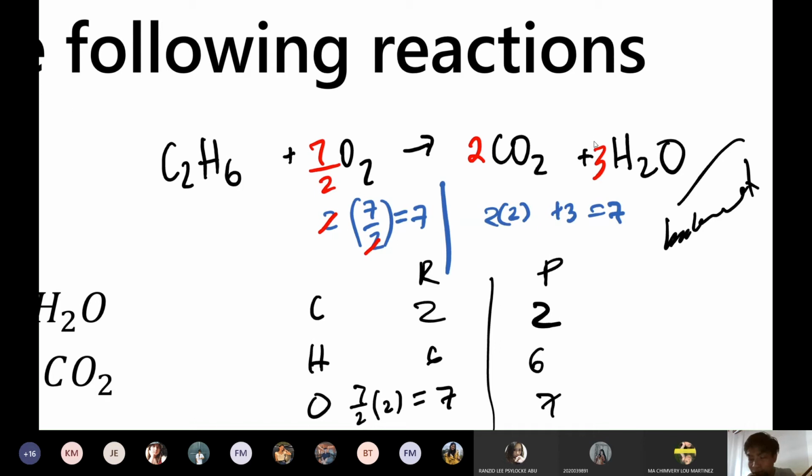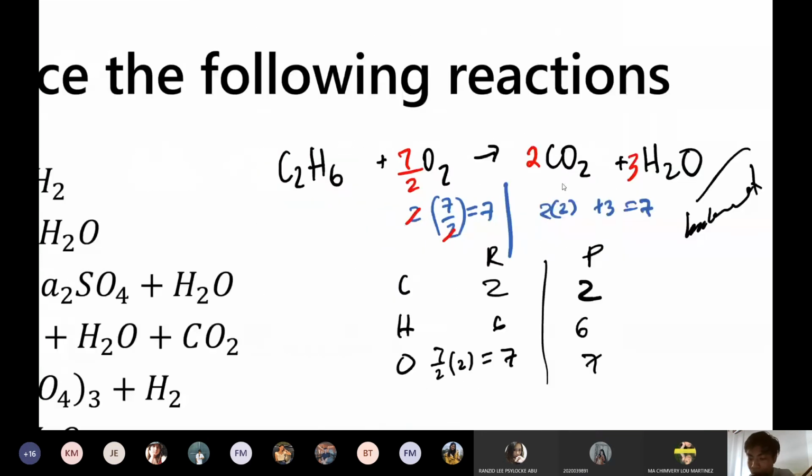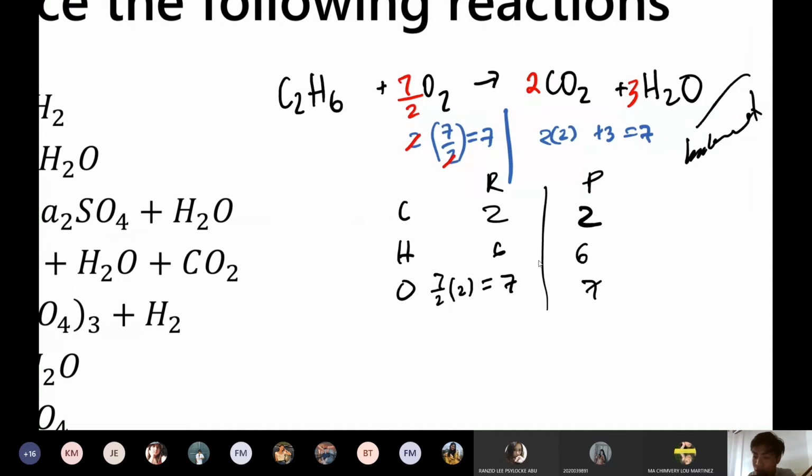For example, I want my answer in integer form. Meaning ayoko ng fraction. If you want to remove the fractions, all you have to do is to multiply the entire equation by 2. Okay, kunwari gusto nyo tanggalin yung fraction, you want whole numbers instead. So you can multiply the equation by 2. So what will happen, makakancel yung denominator. So ano yung magiging final answer natin?